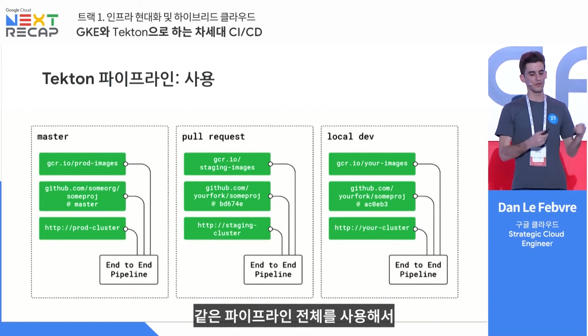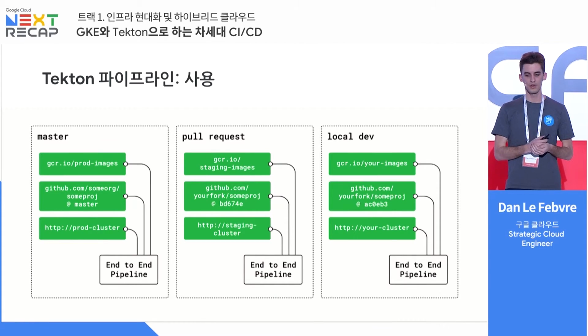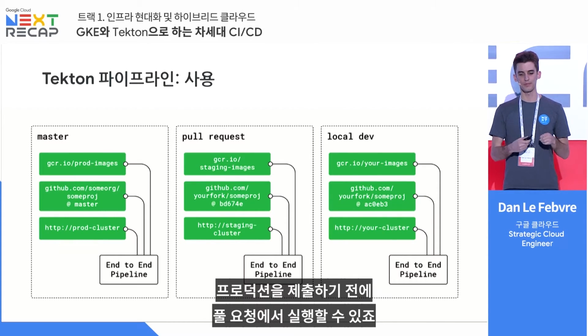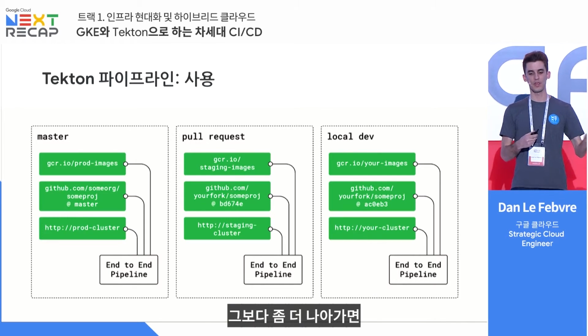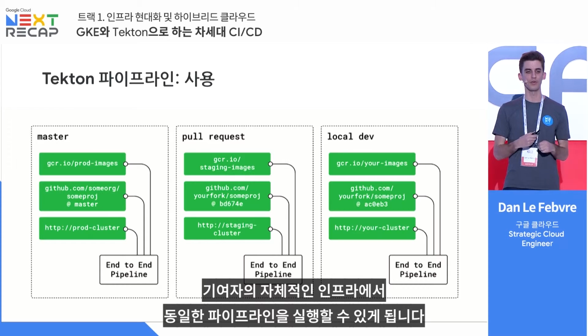Now we can take the same entire pipeline, which we'll use to push to production, and we can run that on pull requests before we submit them, and shifting even further left, we can run the same pipeline against a contributor's own infrastructure.